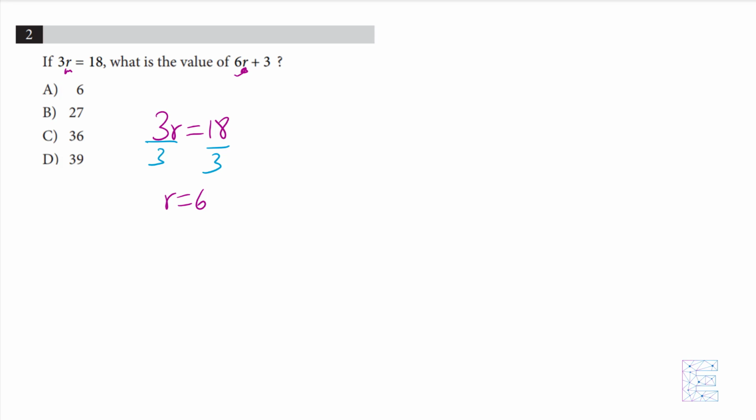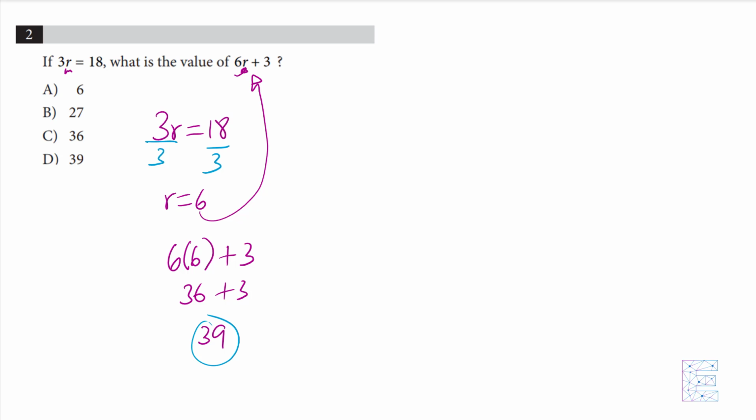And again, if you're not careful, you would think that you're done because, of course, this 6 is featured as one of the answers. However, the question is not asking you to solve for r. You need to plug it back into this expression to find the correct answer. So 6 times 6 plus 3 gives you 36 plus 3. So the answer to this is 39. Why 6 times 6? Well, because r is 6, so we plug in 6 into r. That makes D the answer to this question.